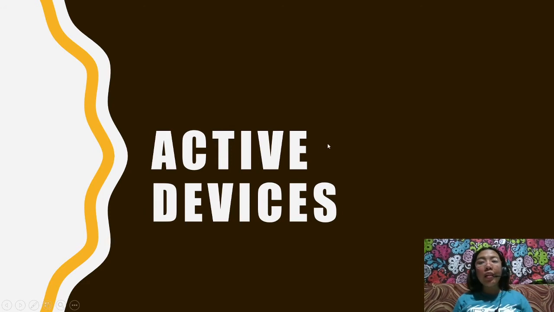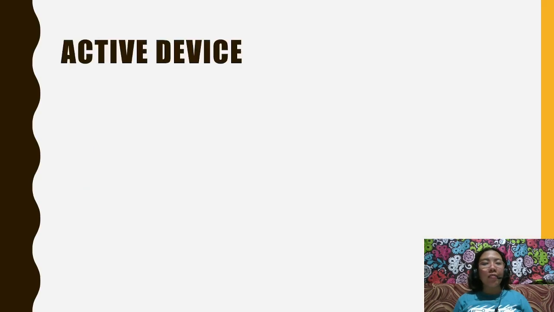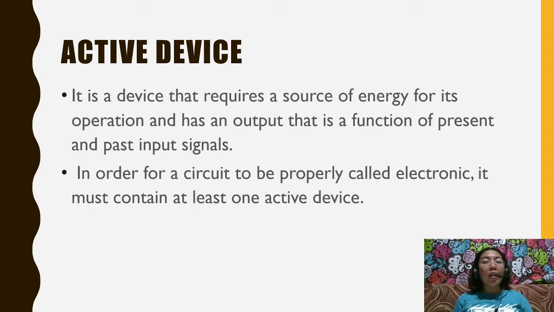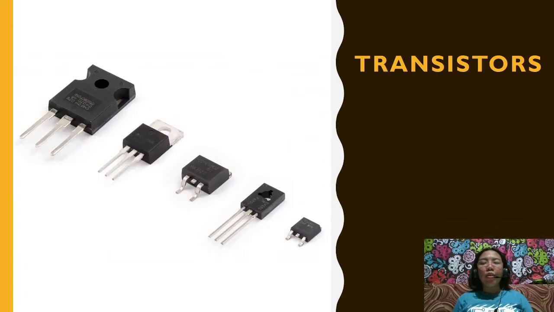So let us proceed to the second term, which is active devices. An active device is a device that requires a source of energy for its operation and has an output that is a function of present and past input signals. So, in order for a circuit to be properly called electronic, it must contain at least one active device. So here are some examples of active devices.